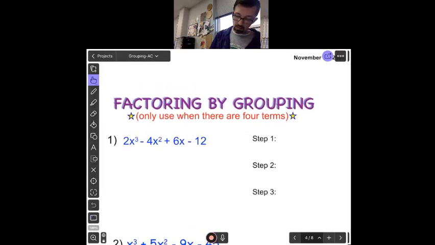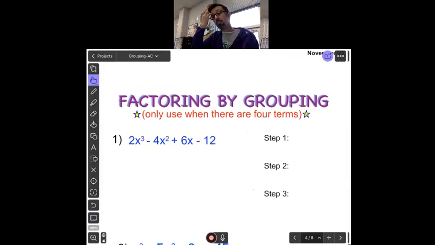I do want you to write this down. So this is factoring by grouping. Here's your second tool in your toolbox as far as factoring goes. You guys are going to end up with like 5-ish tools, 5 methods of factoring. We'll eventually have a graphic organizer to help you keep them separate from each other.